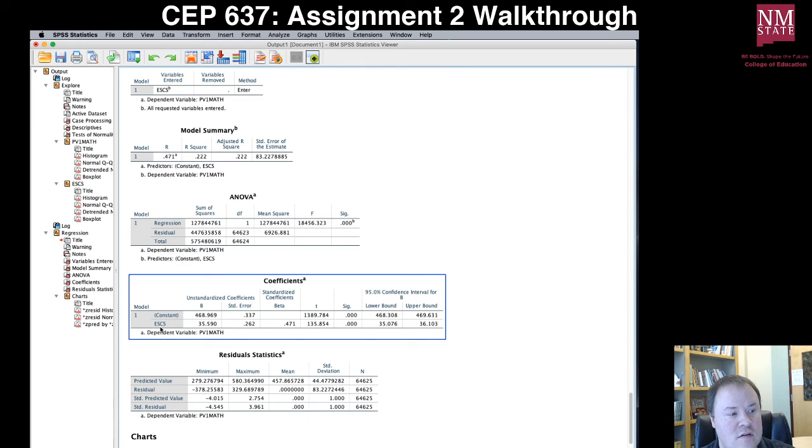Here's the coefficients table. You see PISA's measure of SES, ESCS, with a coefficient of 35.59, meaning that for every increase of 1 in SES, which is standardized, so we can be more specific, every increase of 1 standard deviation in socioeconomic status results in an increase of 35.59 points in students' math score.